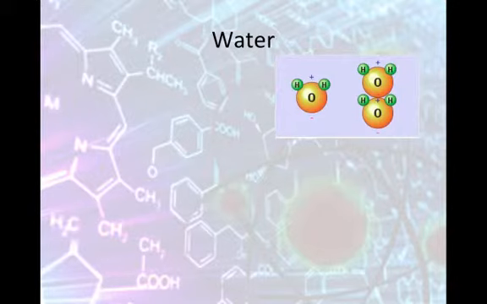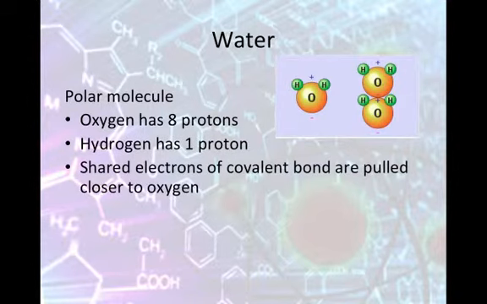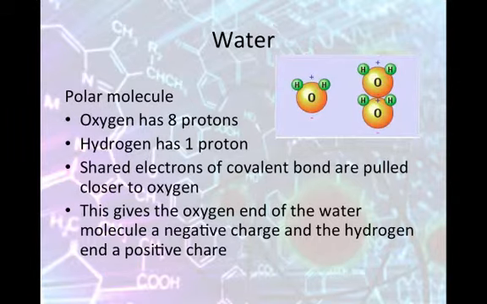So let's talk more about water. Water is a polar molecule. Oxygen has 8 protons and hydrogen has 1 proton. Electrons are pulled towards the oxygen end of water and spend more time there. This gives the oxygen end of a water molecule a slight negative charge and the hydrogen end a positive charge.